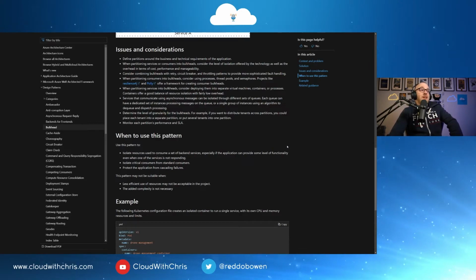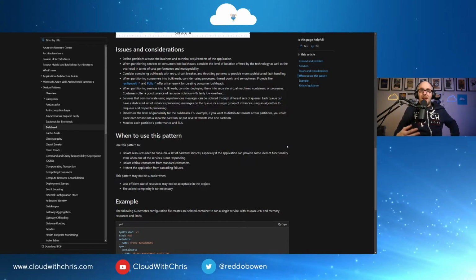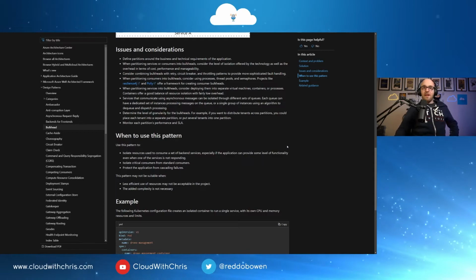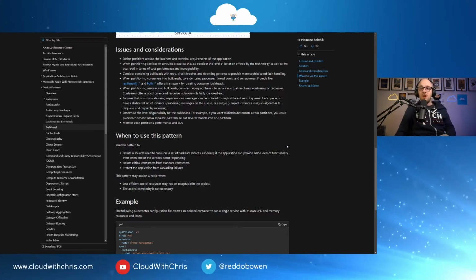Determine the level of granularity for the bulkheads. This one's an interesting point. What it says here is, for example, if you want to distribute tenants across partitions, you could place each tenant into a separate partition or put several tenants into one partition. This is very, very common, right? This conversation for multi-tenanted systems from an independent software vendor perspective.